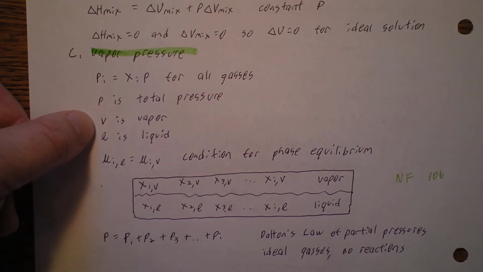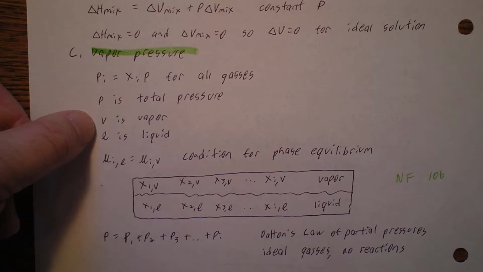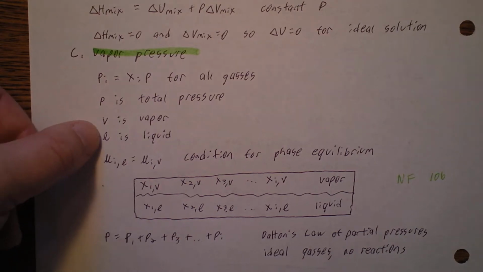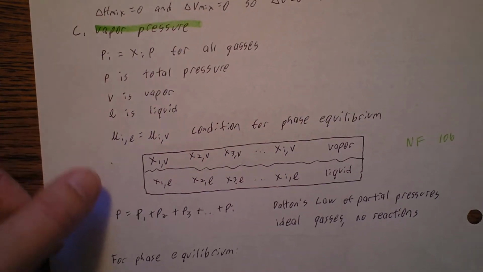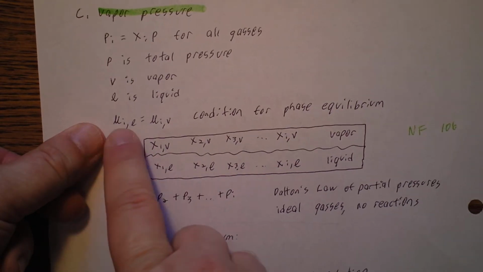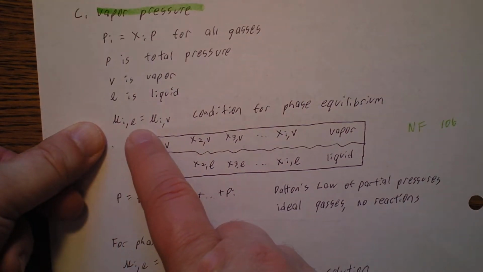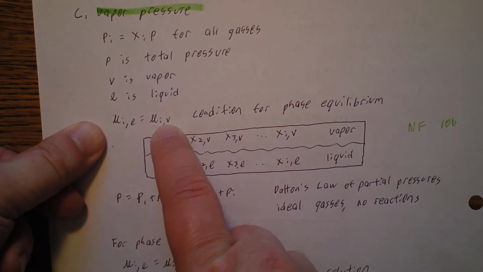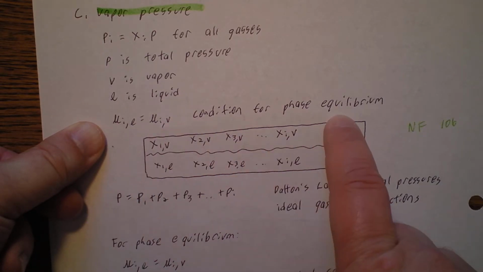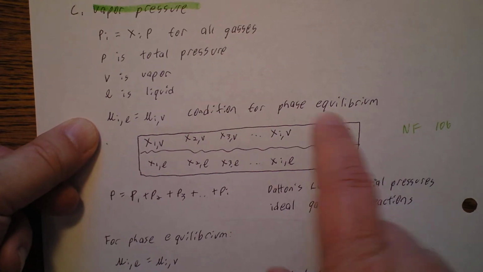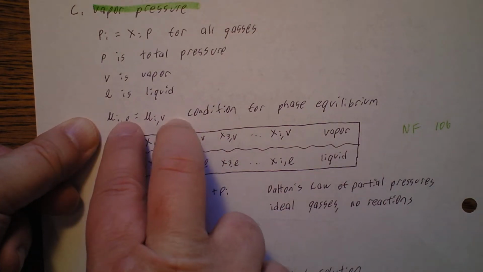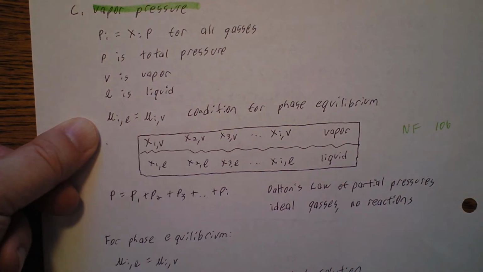The small v we're going to use to represent vapor, and this little cursive l we're going to use to represent liquid. So the chemical potential of substance i in liquid form is equal to the chemical potential of substance i in the vapor form. This is our condition for phase equilibrium. So it's the same substance in two different phases, vapor and liquid.